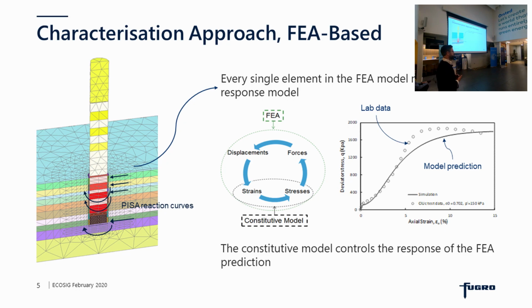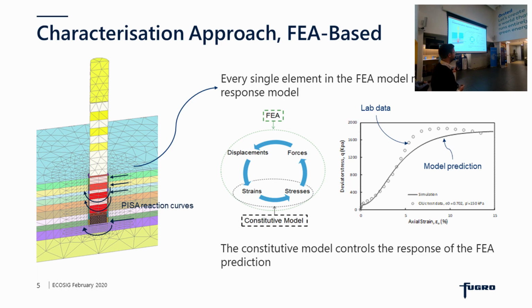So much like we've attached a spring to our 1D curve model in our API method, now we need to attach a response to each of these elements, and all these elements will interact with each other. So essentially, that's where what we term constitutive soil model comes in. This is really just a mathematical representation of the soil response that's used to essentially calibrate or to predict the way the soil will behave under the loadings imposed in the FEA environment. And essentially, the constitutive model response controls the response of the FEA prediction.